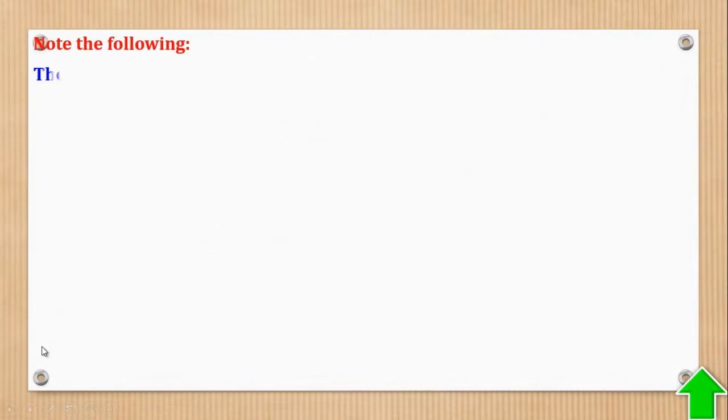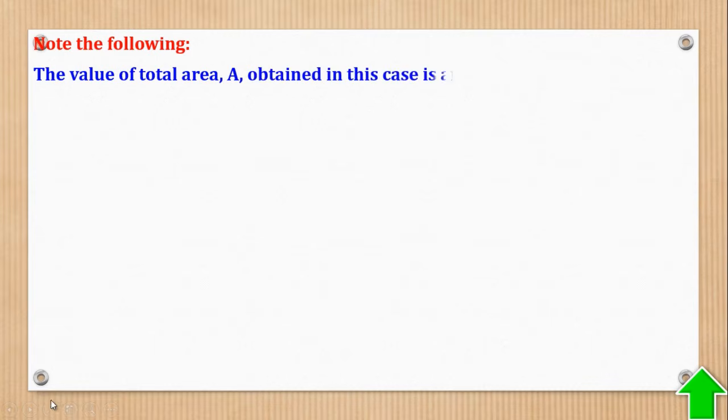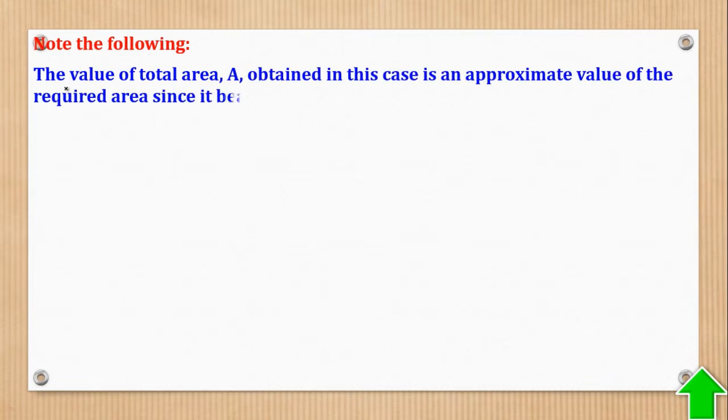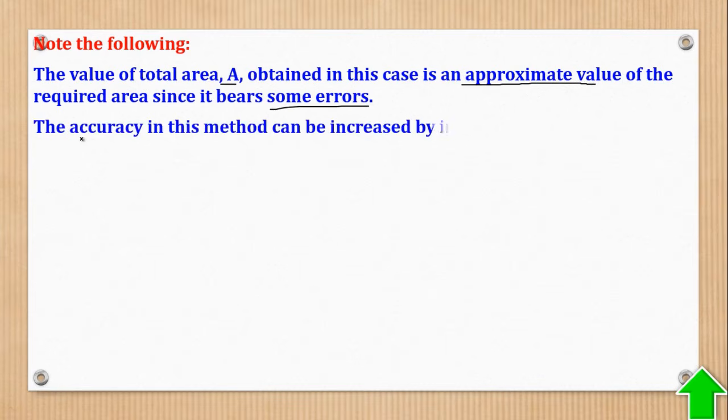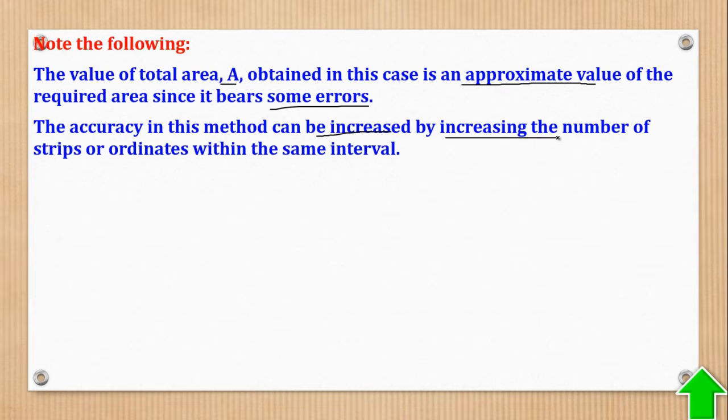So when they ask for that, we should remember that the value of the total area A obtained in this case is an approximate value, just as I've already told you, and that means that it bears some errors. Therefore, the accuracy of this method can be increased by increasing the number of strips or ordinates within the same interval.